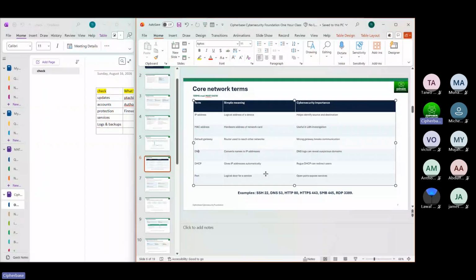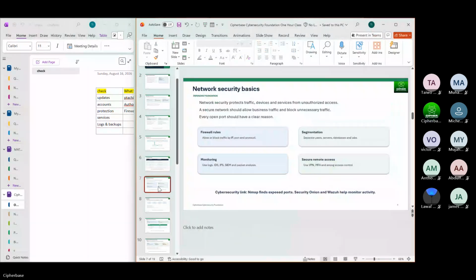How can I explain and help us understand DHCP and other things better? We still talk about this and will understand it better. But for now, let's proceed. Then here now, we are in network security basics.